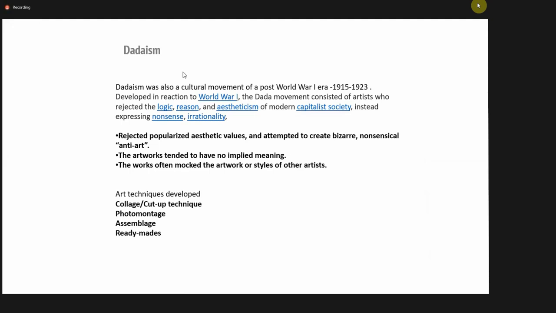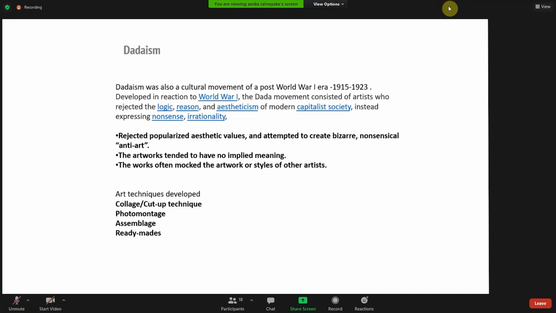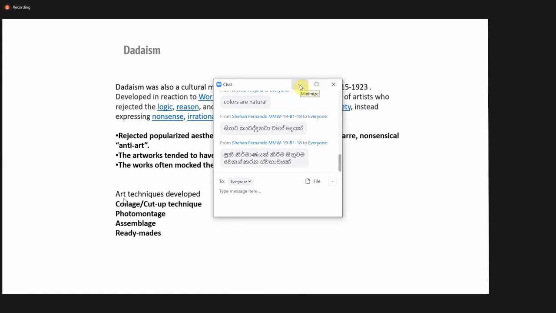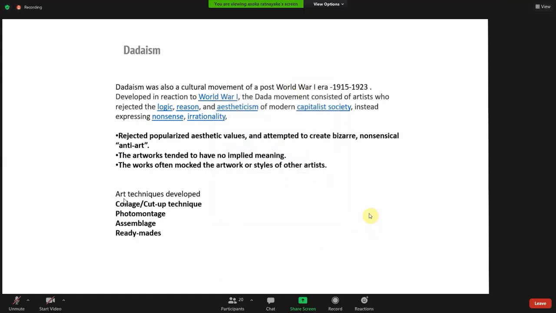So the next art movement is called Dadaism. Dadaism was another art movement that came. You can call it anti-art. What can anti-art be? Any idea? Or how normally do we use the word anti? Antibacterial? Any idea? You don't have any idea what antibacterial is? Antibiotics? What else?